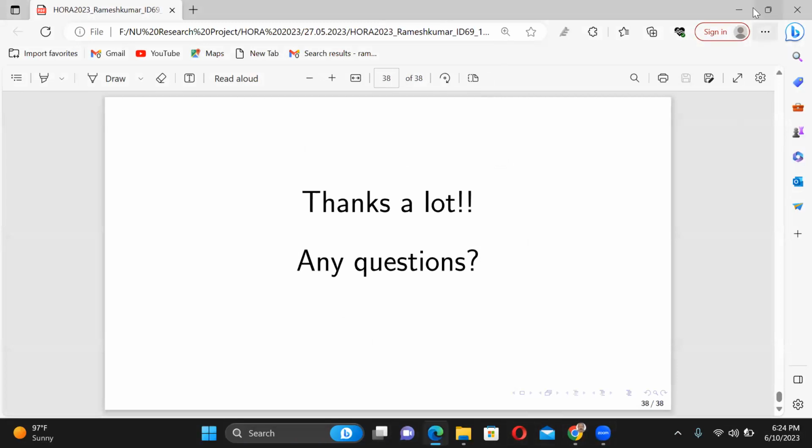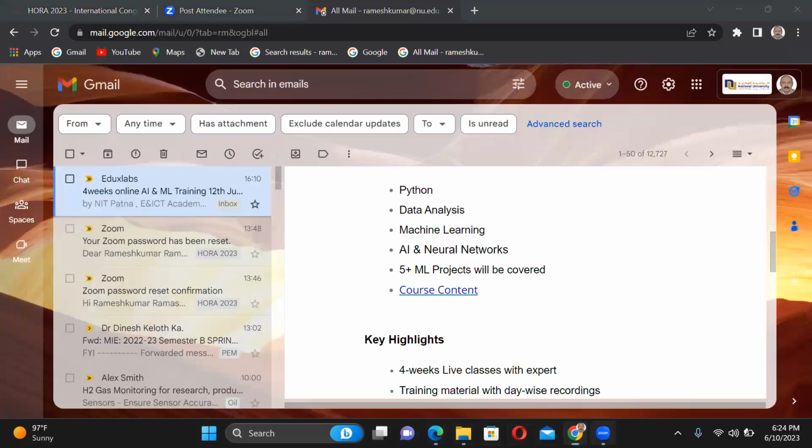The title of the paper is Improving Retweet Prediction via Tweet Features. Are the authors here? I am here. Okay, you can start.